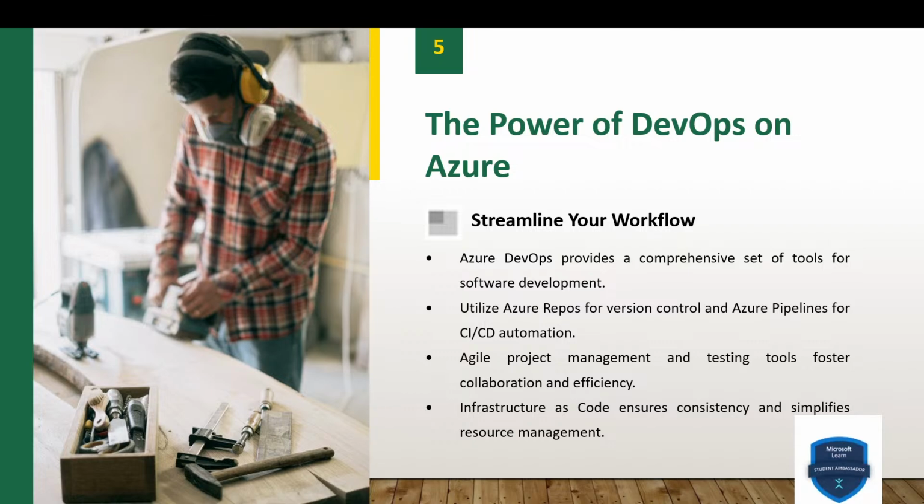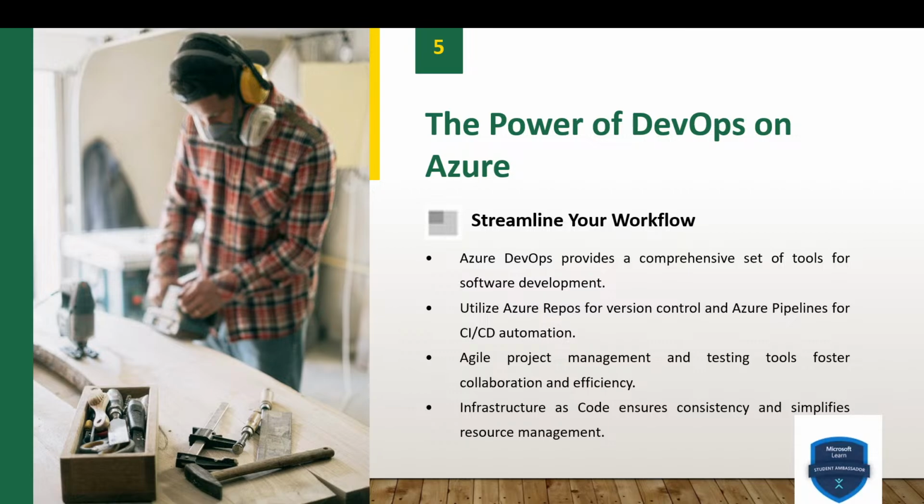Azure Pipelines is another critical tool that enables you to automate your build, test, and deployment processes. By setting up a CI/CD pipeline, you can ensure that every change to your code base is automatically tested and deployed, reducing the risk of bugs and speeding up your release cycles.